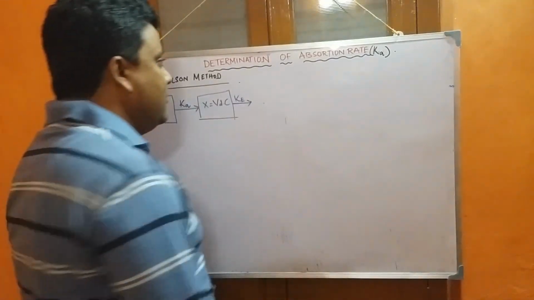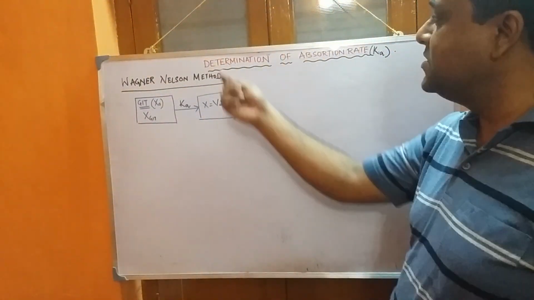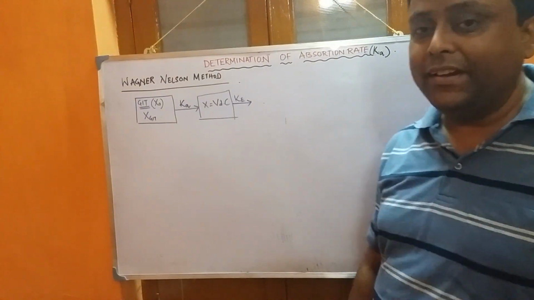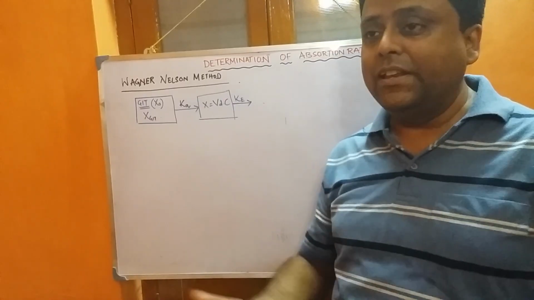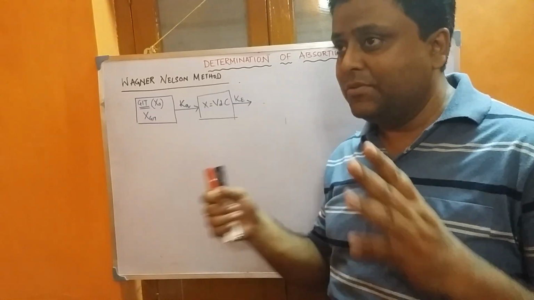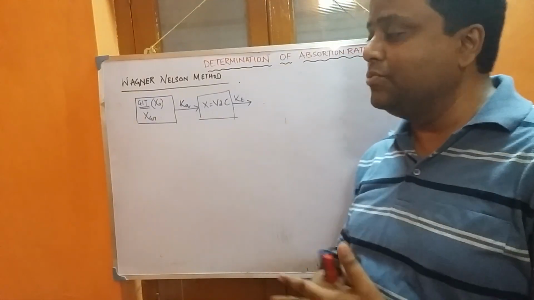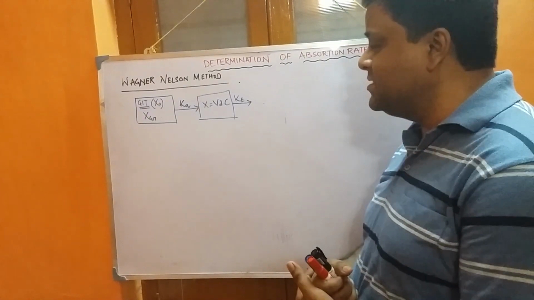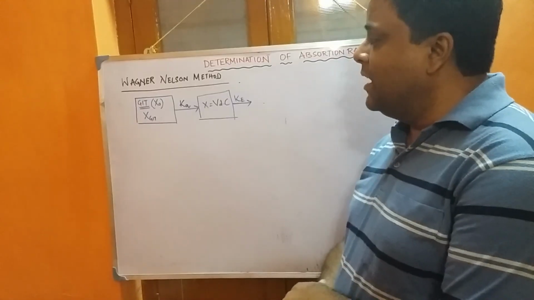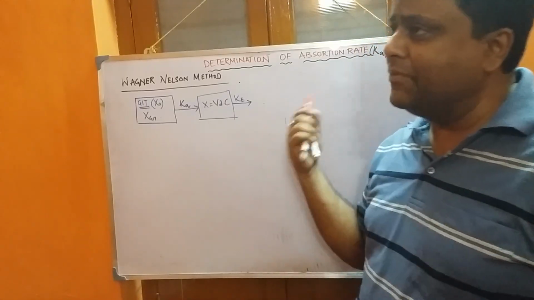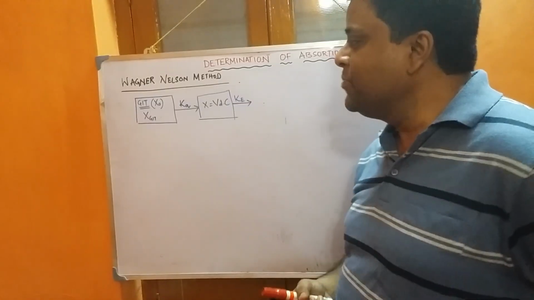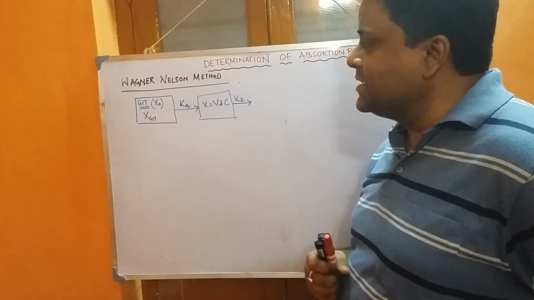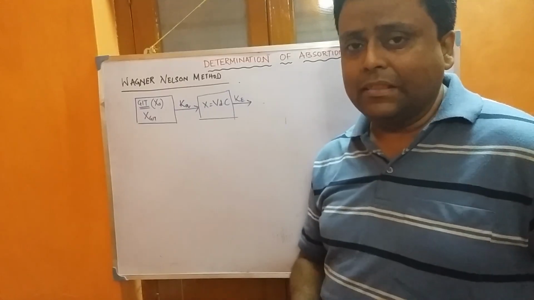Today the topic for the discussion is determination of absorption rate, specifically the Wagner-Nelson method. As we know, there are two different methods. Specifically, the main important ones are two methods. Other than that, there are two more methods, but we will not discuss those. The main method we have discussed previously, that is the method of residual, in our previous video. Today we will discuss the Wagner-Nelson method.